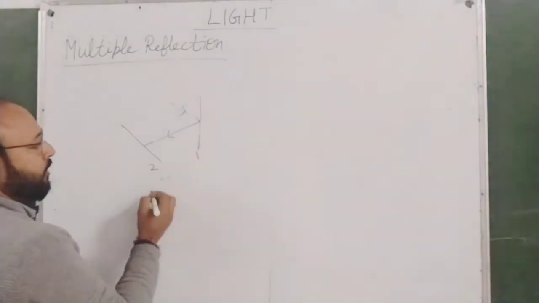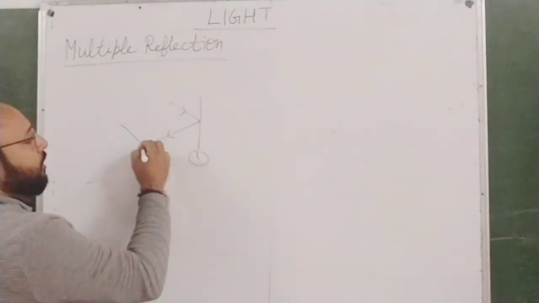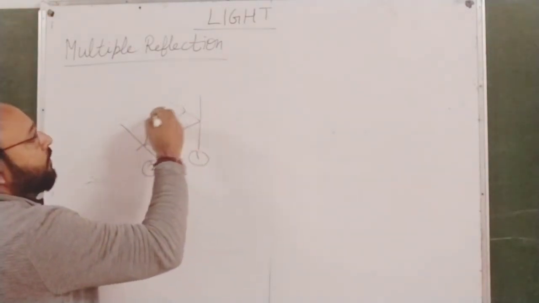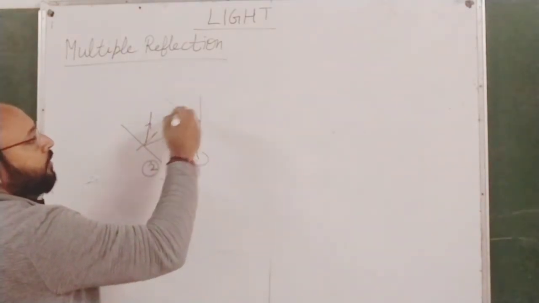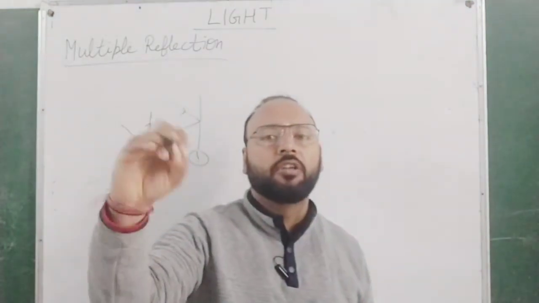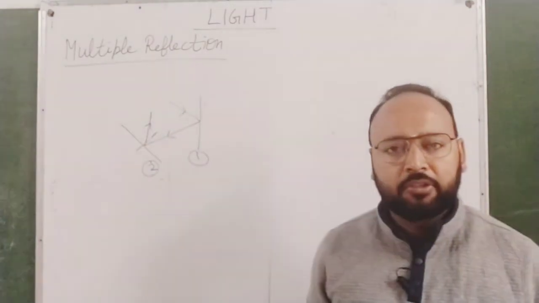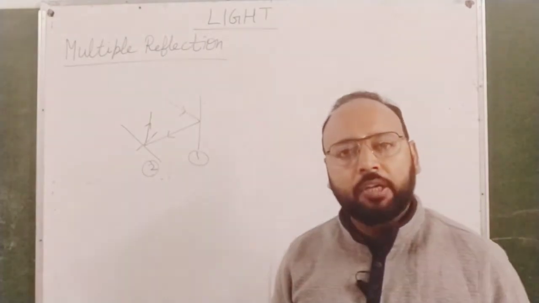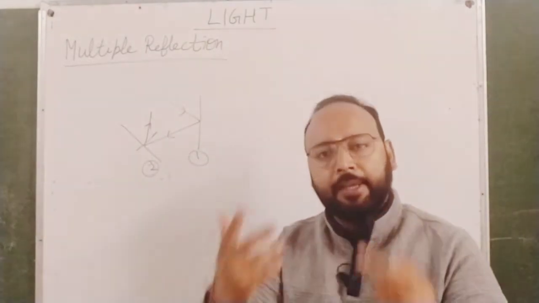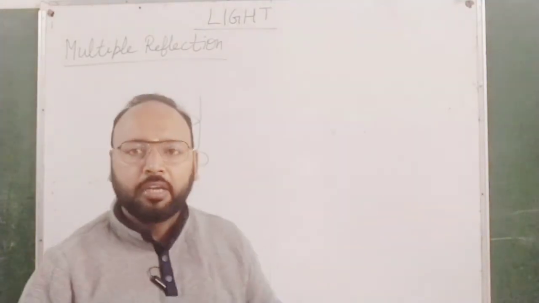This is my first mirror, and this is the second. Now again it will be reflected. Suppose this ray strikes the first mirror again, then again it will be reflected. So these multiple reflections form the multiple reflection of light. When one reflected ray is allowed to reflect again, it is known as multiple reflection.